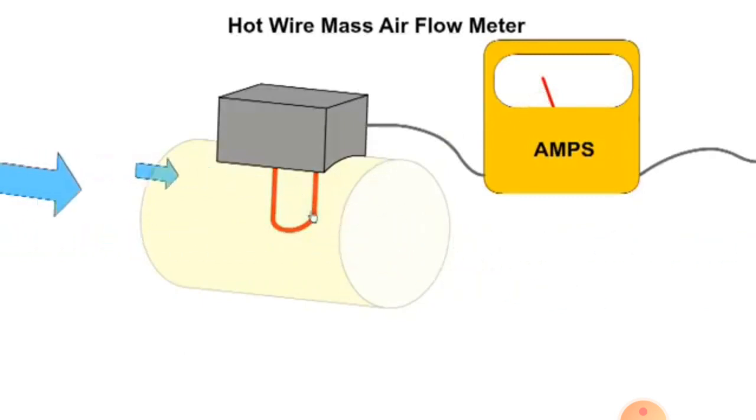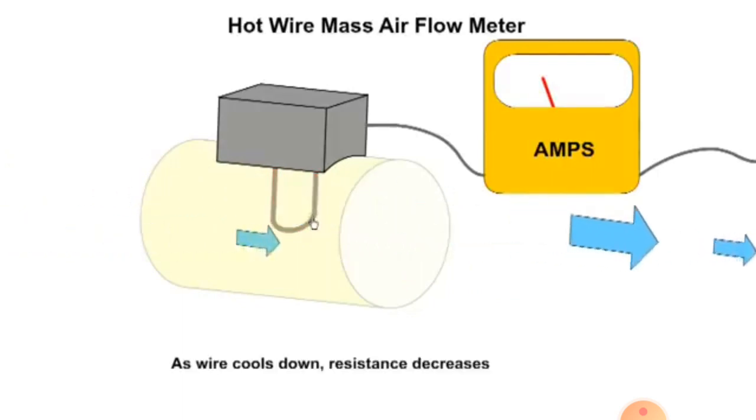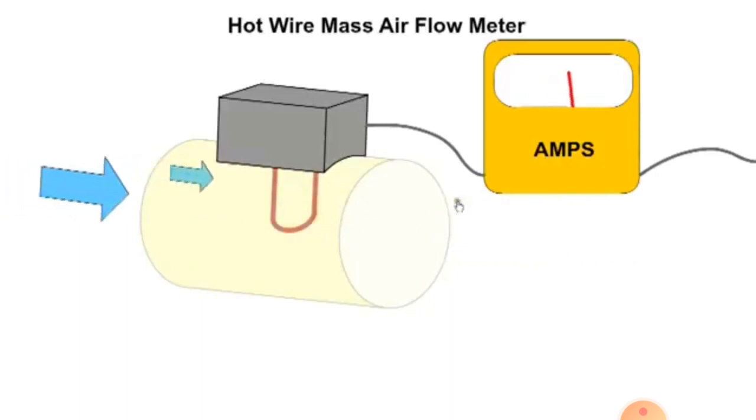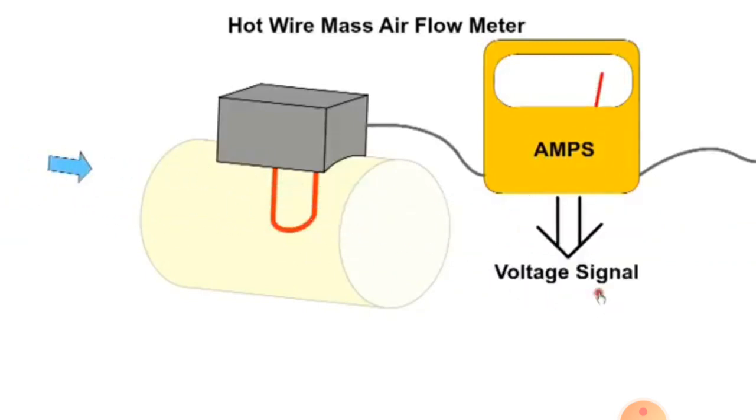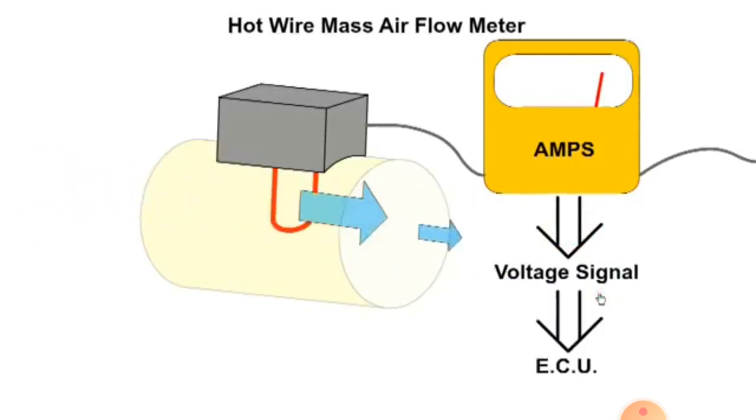When more air flows over the wire, it is cooled. Resistance decreases, allowing additional current to flow until equilibrium is again achieved. The ECU uses the amount of electric current flowing to the heater to determine the mass of air flowing into the engine. It takes into account the temperature and density of the incoming air, and additional correction factors are not required.